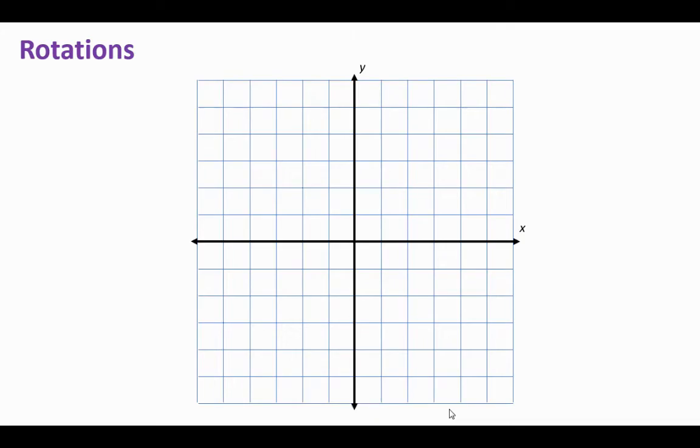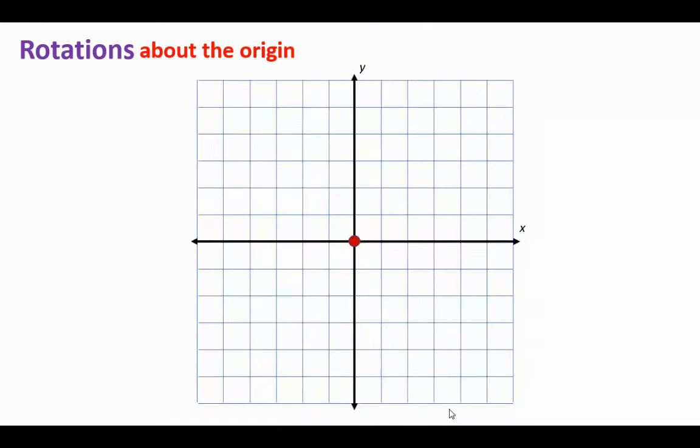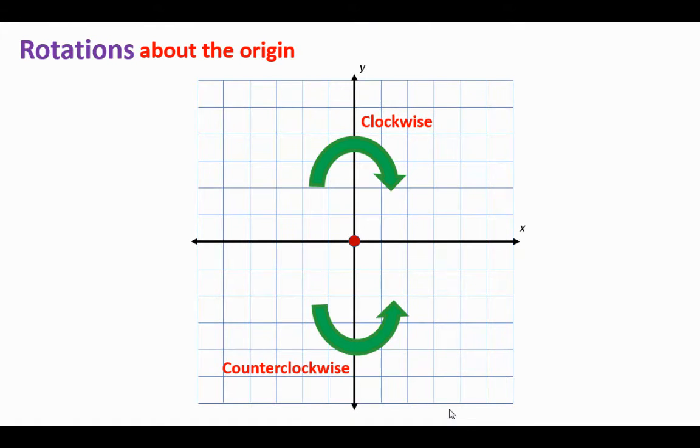We're going to talk about rotations and a specific type of rotation where we're rotating about the origin. That was a clockwise rotation. If we went the other way, that would be a counterclockwise rotation. And for every 90 degrees you rotate, you're basically moving a quadrant. So 180 degrees would be 2 quadrants, 270 degrees would be 3 quadrants, and 360 degrees would be 4 quadrants, or you'd be right back where you started.